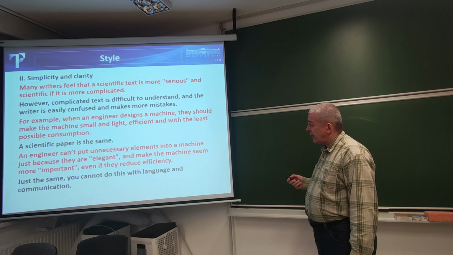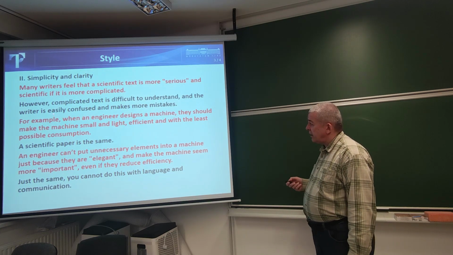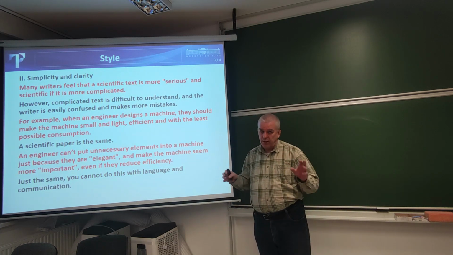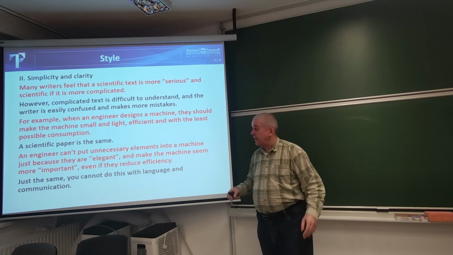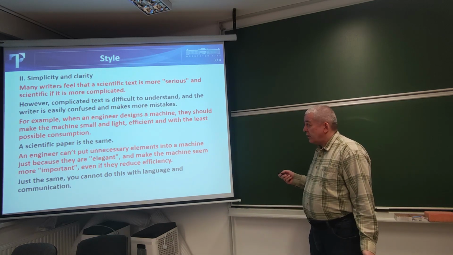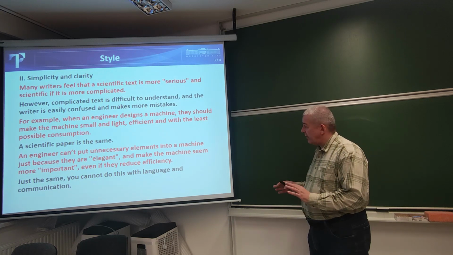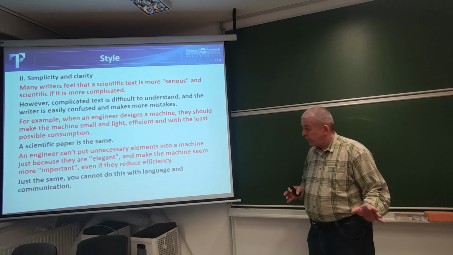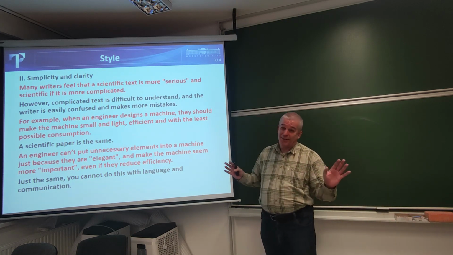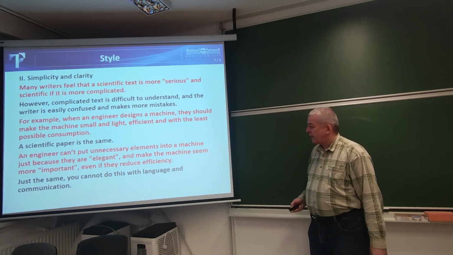However, complicated text is difficult to understand. Yes, and the writer is easily confused and makes more mistakes. Okay, so if you write in a complicated way, you are likely to make more mistakes. When an engineer designs a machine, they should make the machine small, light, and efficient. A scientific paper is the same. It should be small, light, and efficient. Okay, I'll talk more about that later.